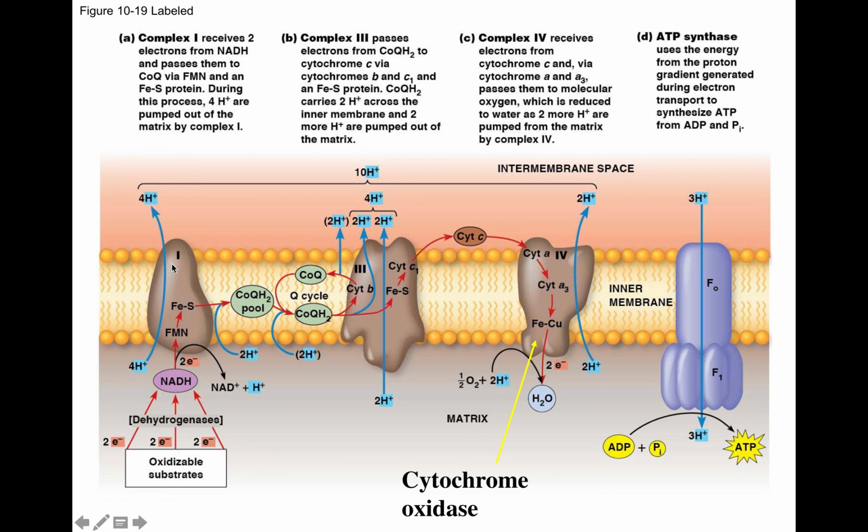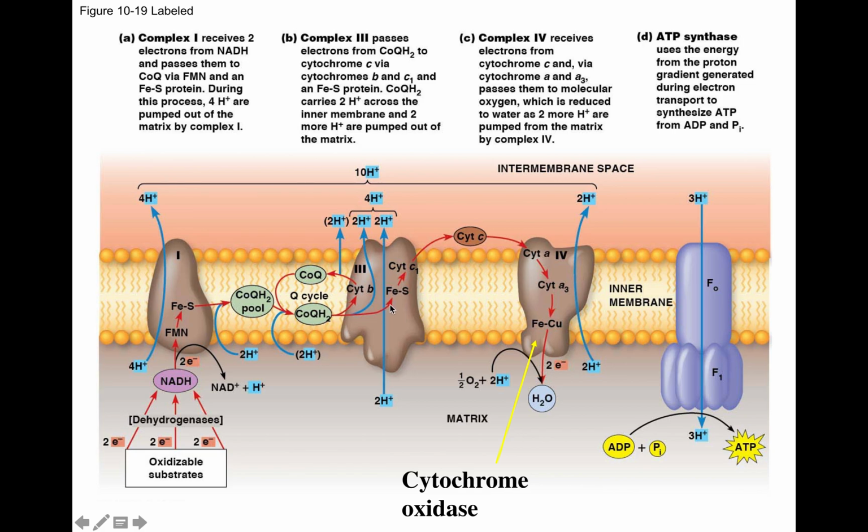So in complex 1, you have NADH being passed off its high energy electrons to electron carriers in complex 1. This is a complex of proteins embedded in the membrane. As those electrons are losing energy, that energy is used to move protons against their concentration gradient into the intermembrane space. Those electrons are passed off to coenzyme Q, which is fluid within the membrane, the inner mitochondrial membrane.